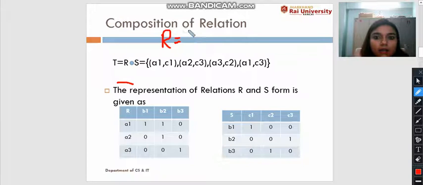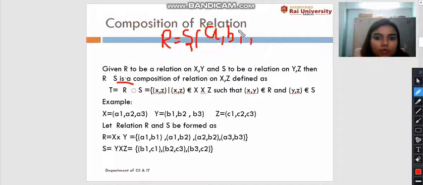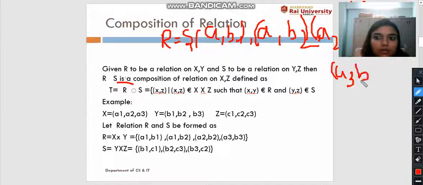If you remember, in R we had a1 b1, a1 b2, a2 b2, and we have a3 b3. These are the elements which are present in the relation R.